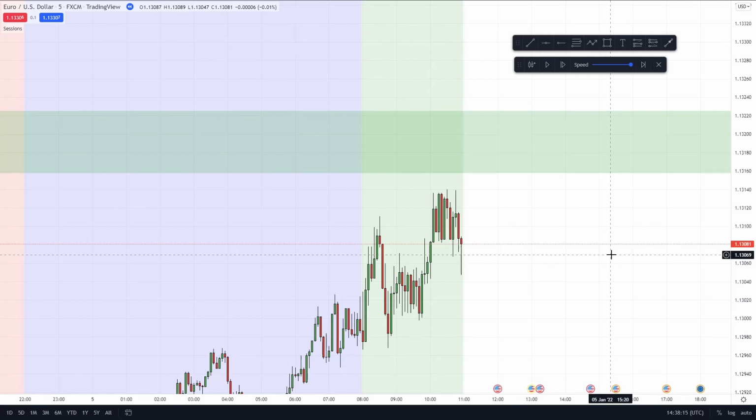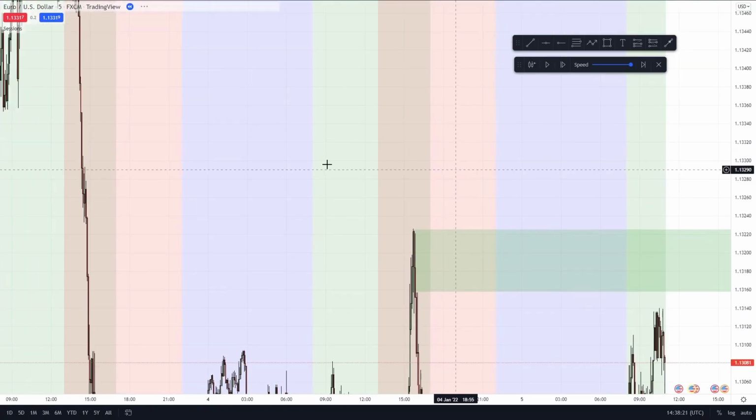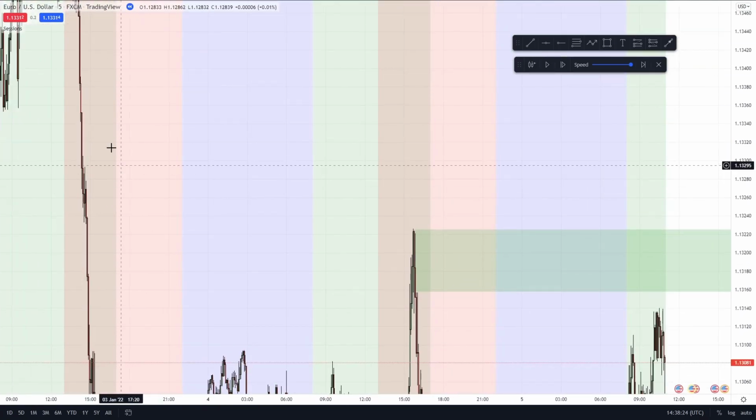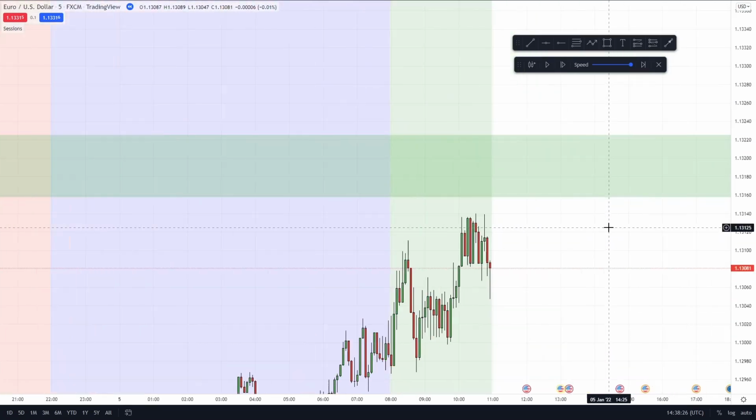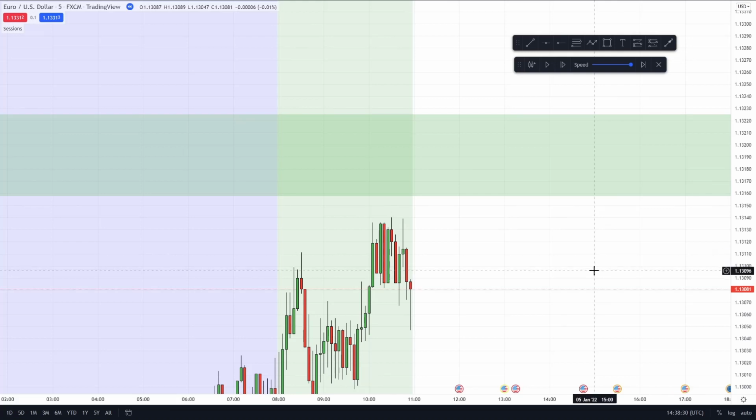However, I'm looking for breaks of structure on the lower time frames before I get involved, because price could also very easily just power completely above this and come to react to order blocks up here and fill all of this imbalance. So it's important not to just blindly set a trade, and to look for your confirmations on the lower time frame to make sure that your area is valid.